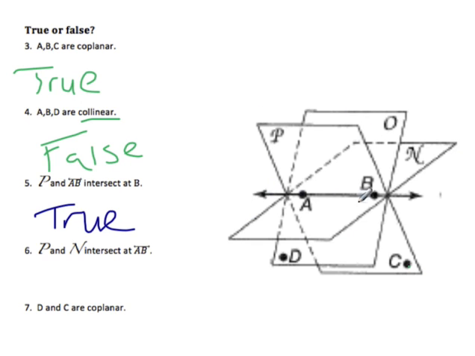Where are the two hitting? Well, it's this line right here. Are they intersecting at line AB? Yes, they are, so that is true.